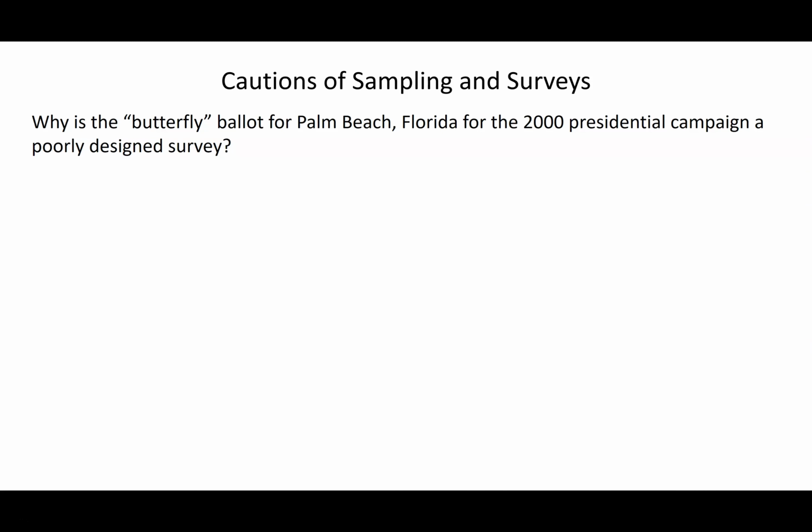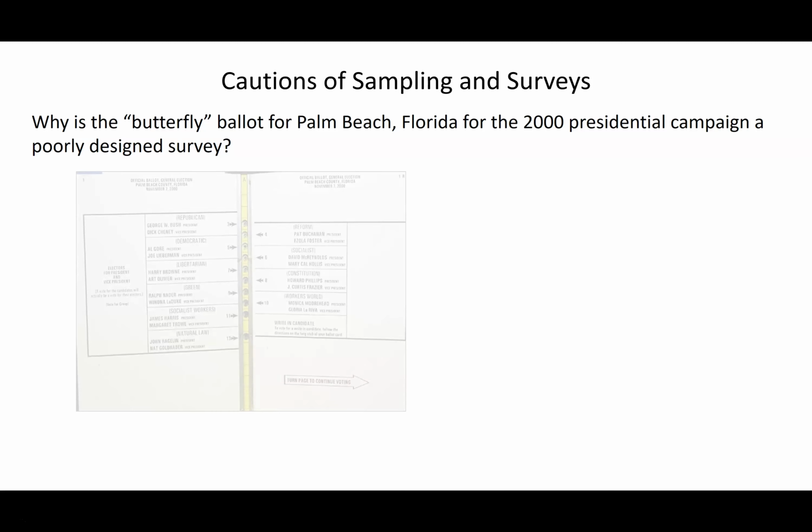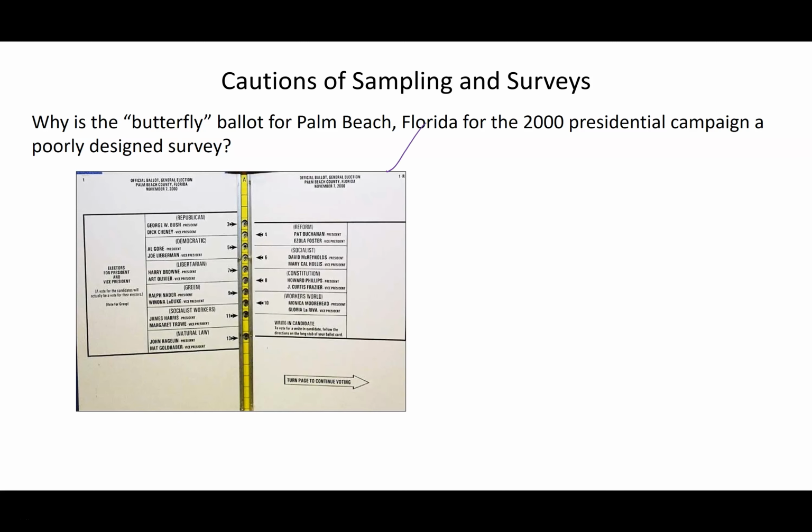So another example was in 2000. I want to say it was George W. Bush. Yes. It's been a while. So why is the butterfly ballot in Palm Beach? So this is a butterfly ballot. Why is it poorly designed?